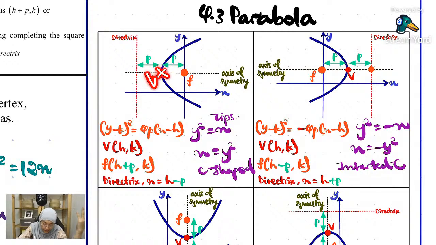So just to let you know, the name of the vertex. This is vertex. This is vertex. Okay, so this is vertex. Vertex bermaksud bucu. Bucu kepada parabola. So bucu parabola adalah yang, of course lah, yang paling hujung kan, yang ada bucu ni. So this is vertex. Selain daripada vertex, kita mempunyai foci.